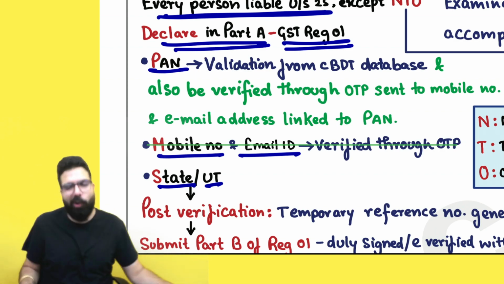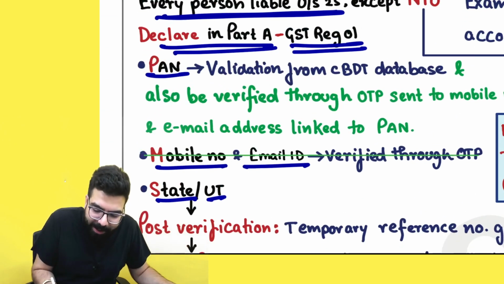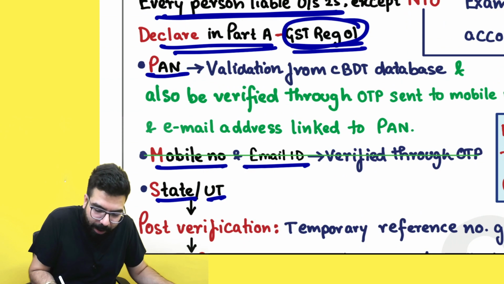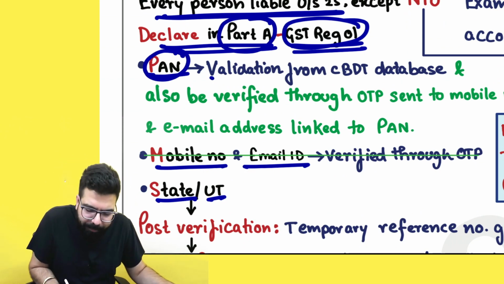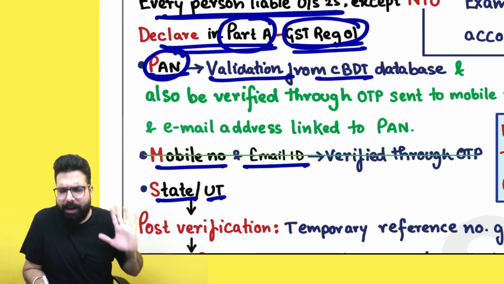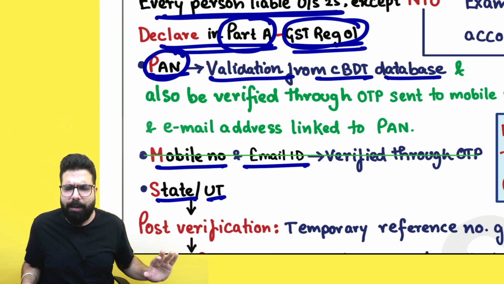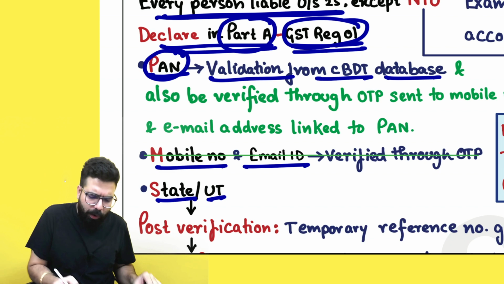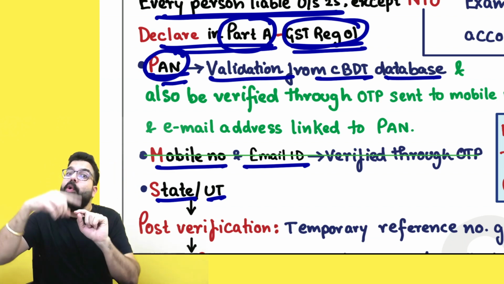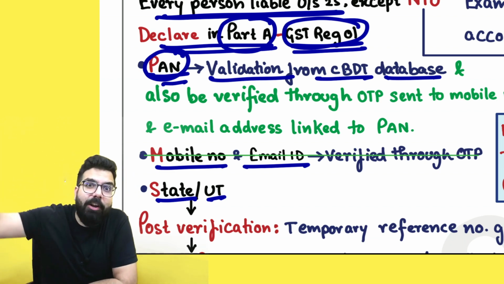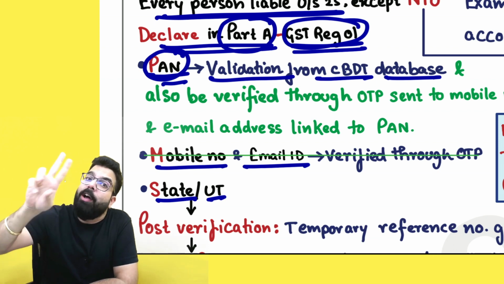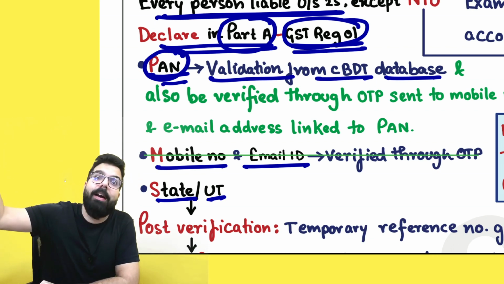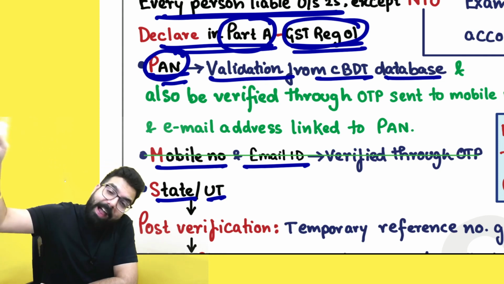So the government said, whenever you are filling GST REG01 Part A, when you declare your PAN, it will be validated through the CBDT database, the Central Board of Direct Taxes database. Through that, they will verify the PAN. But when you had taken your PAN number, along with your PAN number, you had given a mobile number and email address. On that mobile number and email address, they will send OTP and verify.